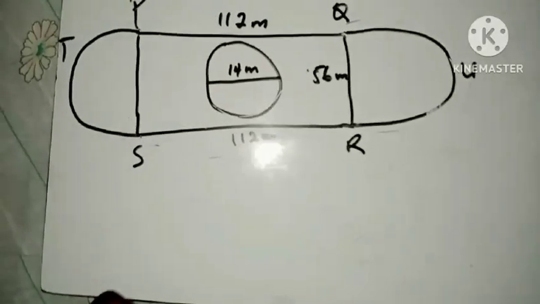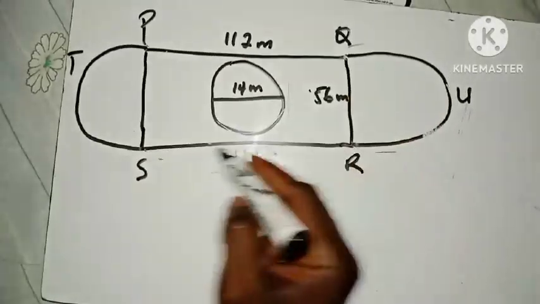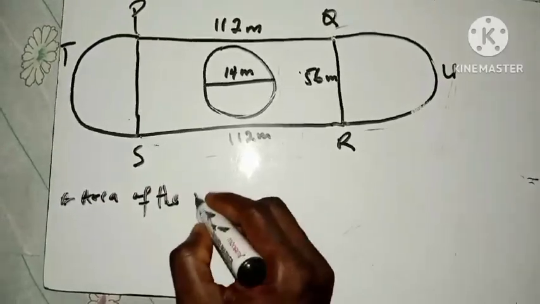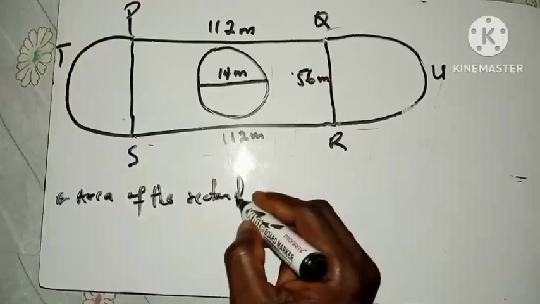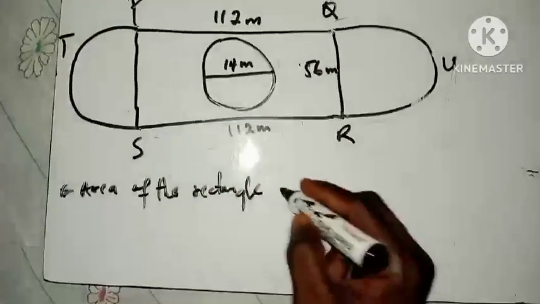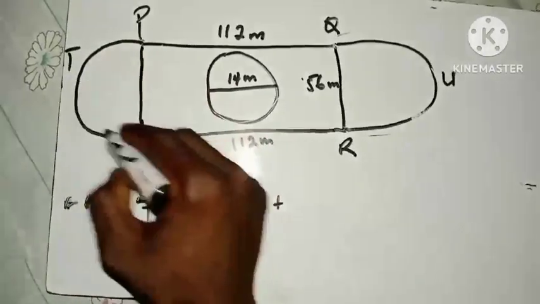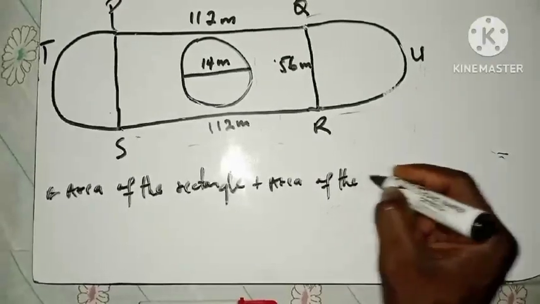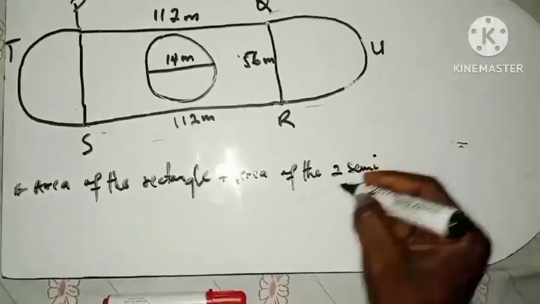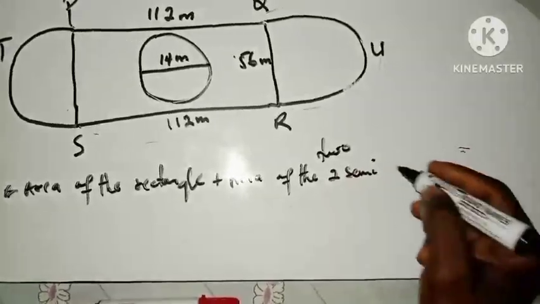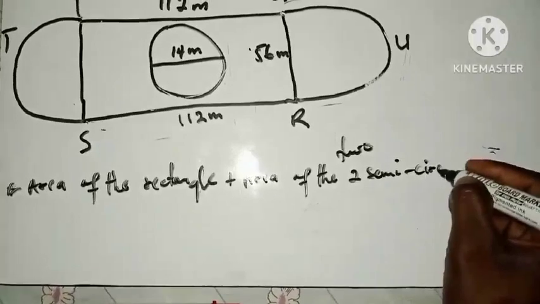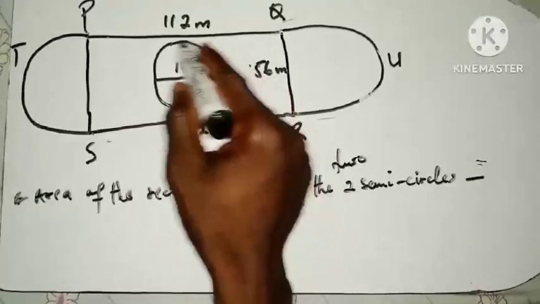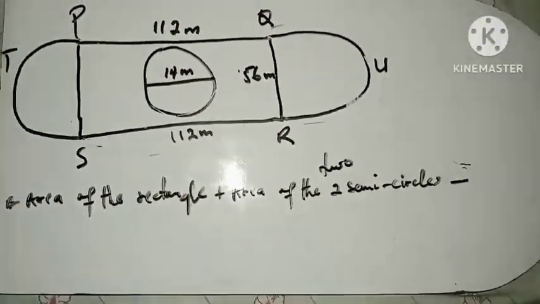So the shapes that I can see here: the first one is the area of a rectangle, right? So you have the area of the rectangle here, plus the area of the two semicircles. Make sure that you use this. Is that okay? Two semicircles or circles. Then minus, which is very important, minus the area of the point here.